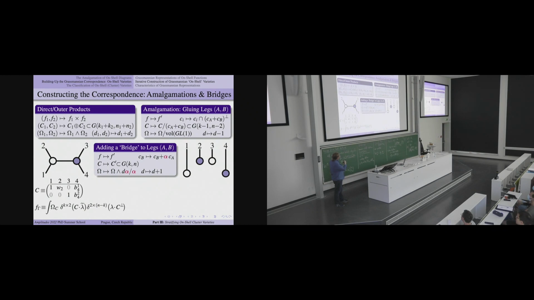And if you added a bridge between 2 legs, it has the effect of shifting column B by the bridge parameter times column A. So we started off with a function that looked like that. And then the C matrix looks like that. And then let's say we add a bridge, we shift column 4 by column 1, we shift column 2 by column 1, we shift column 4 by column 3, etc. And we can keep building up these graphs.